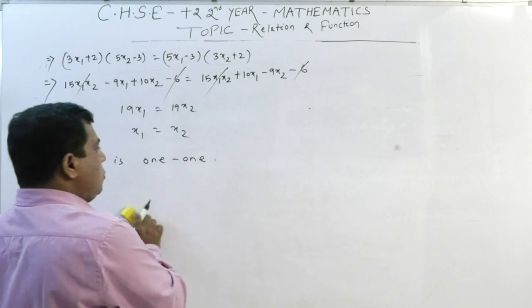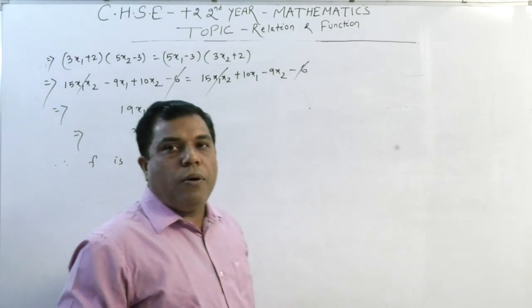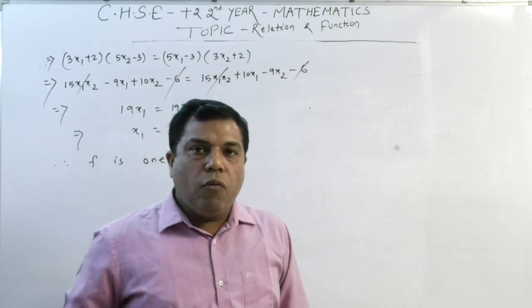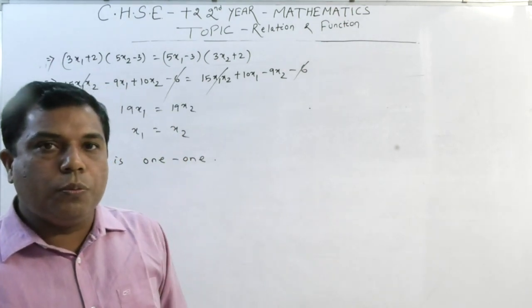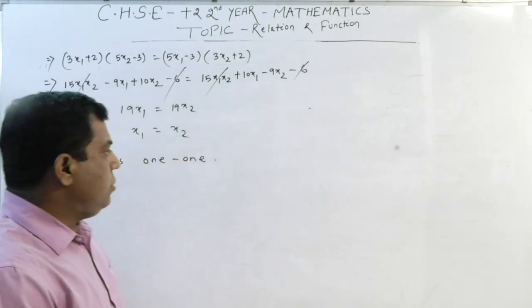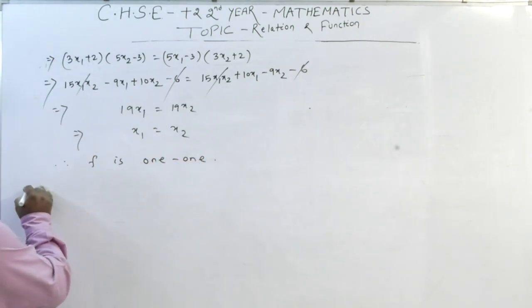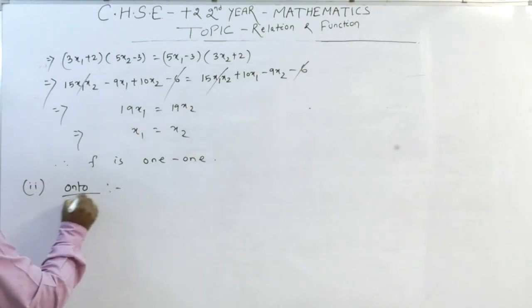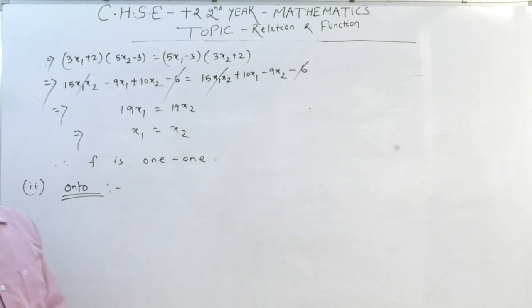Okay, now I am cleaning this one. So this function is one-one in nature. Now for the next, what do we have to do? We are going to verify whether it satisfies the onto property or not. So next we will go for the onto property. We have to check whether the onto condition is satisfied by this function or not.